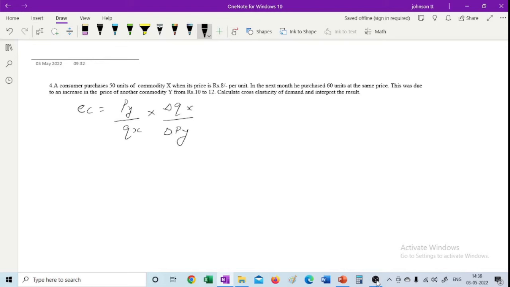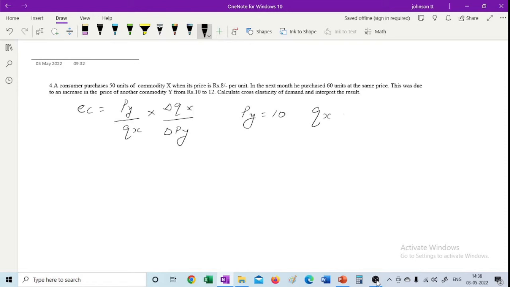So what is the price of the product Y, the initial price of the product Y? P Y is equal to 10. We need to take the price of Y, not the price 8 of X. So many times you make such mistakes. Sometimes you may take the price 8 as the initial price. That is not what you take. In cross elasticity, you need to take the price of the other commodity. And price of Y is equal to 10 and quantity of X, initial quantity of X is equal to 60.